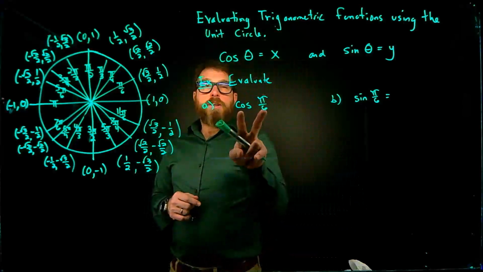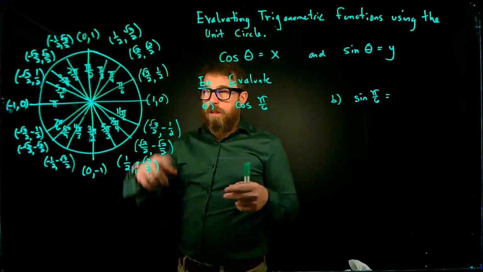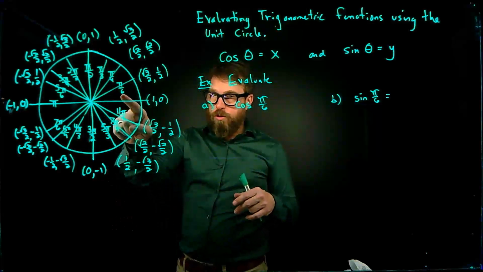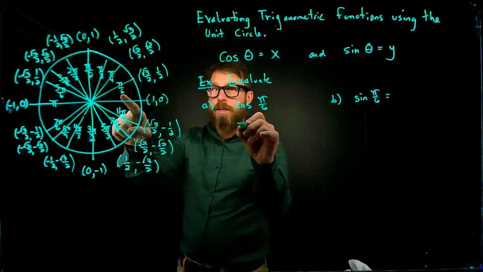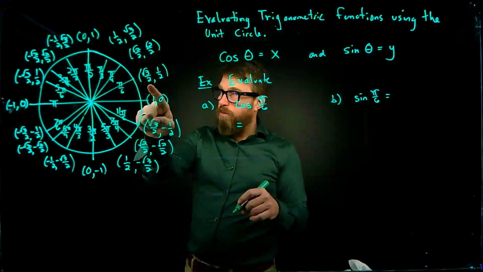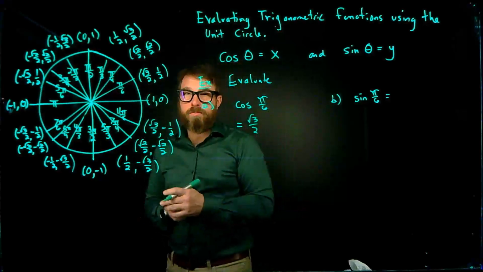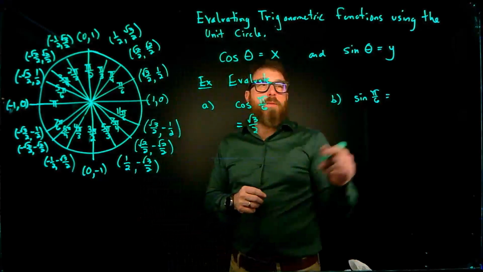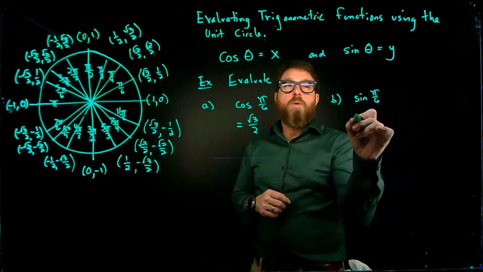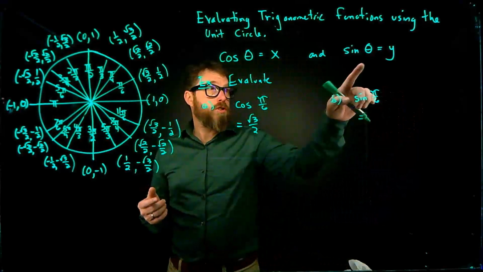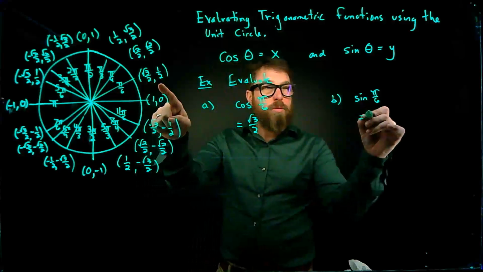So if I want to find the cosine of pi over 6, what I do is I locate pi over 6 on my unit circle, which is right here, and the cosine is just equal to the x-coordinate, being that first coordinate. So this is going to be equal to root 3 over 2. Similarly, if I want to find the sine of pi over 6, the sine of pi over 6 is just the y-coordinate, so the y-coordinate is equal to a half.